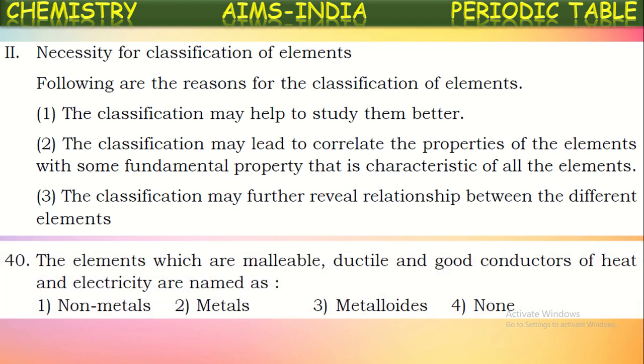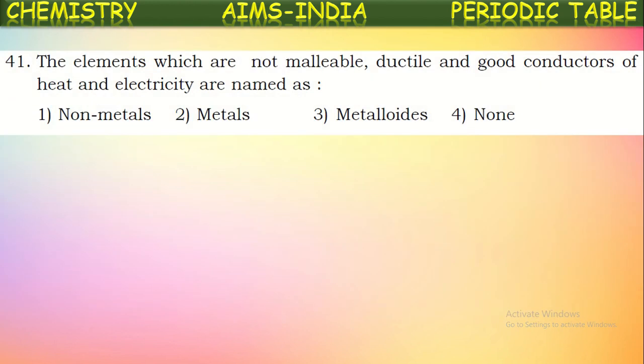The elements which are malleable, ductile and good conductors of heat and electricity are generally classified as what? Metals. The elements which are malleable, ductile, and good conductors of heat and electricity are called metals. The elements which are non-malleable, non-ductile, and bad conductors of electricity are named non-metals.